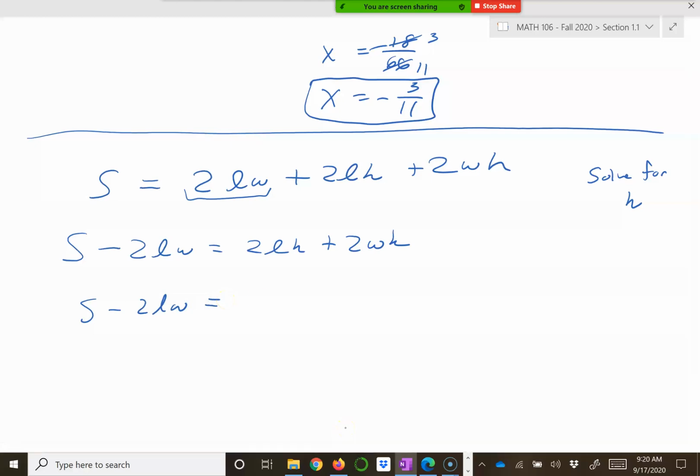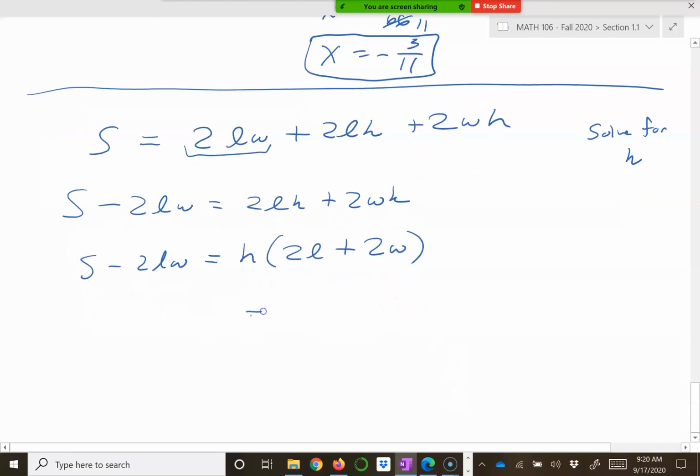So there's only one H in each, so I put the H in front. I'm basically finding the greatest common factor, but only with the H's. So that's an easy one. That's just the two H's, right? So then we're left with H times 2L plus 2W. And again, if you had to check that, just redistribute the H to see if you get the same thing.